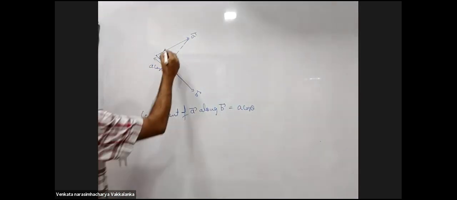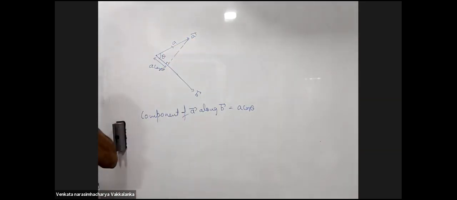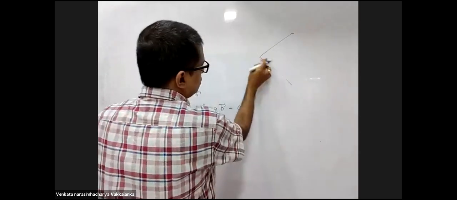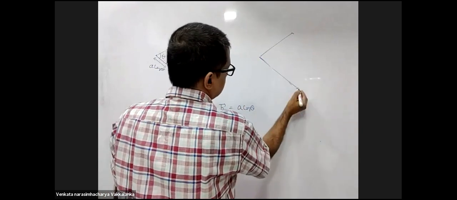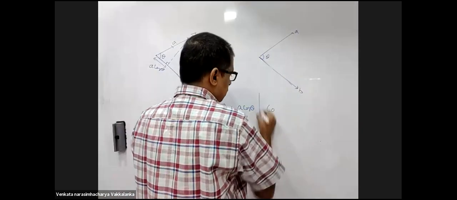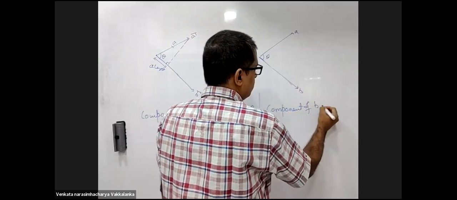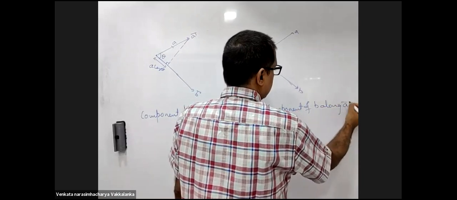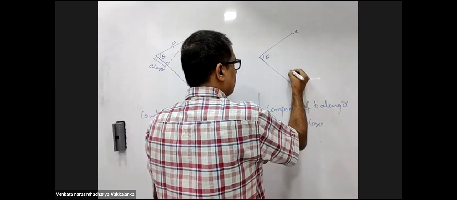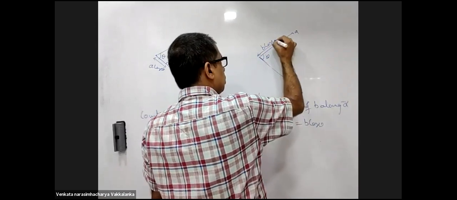Vector A is being resolved, so that should be the hypotenuse. Drop a perpendicular this way. What if I would have asked you for the reverse? This is B, this is A, angle between them is theta. Component of B along A will be B cos theta. But remember, you are dropping a perpendicular like this. This length will be B cos theta.